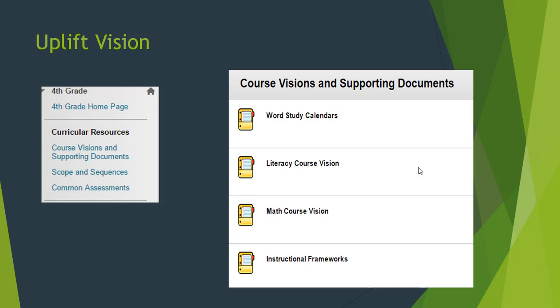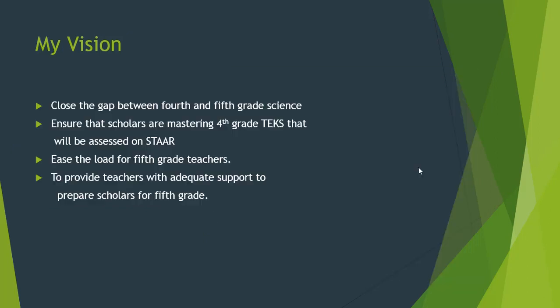So Uplift has a specific vision for how they want the outcome of a course to look or to be. So here's where you can go to find it. It will be on Blackboard under the 4th grade homepage, curricular resources, course visions, and supporting documents. The course vision for science can be found under the math course vision.